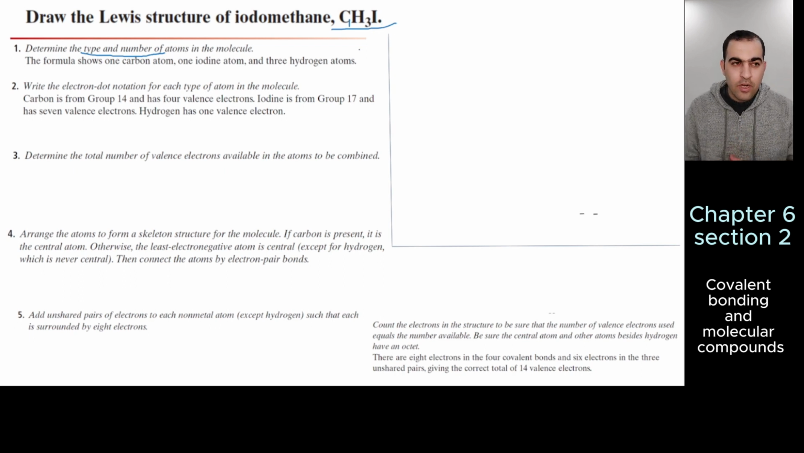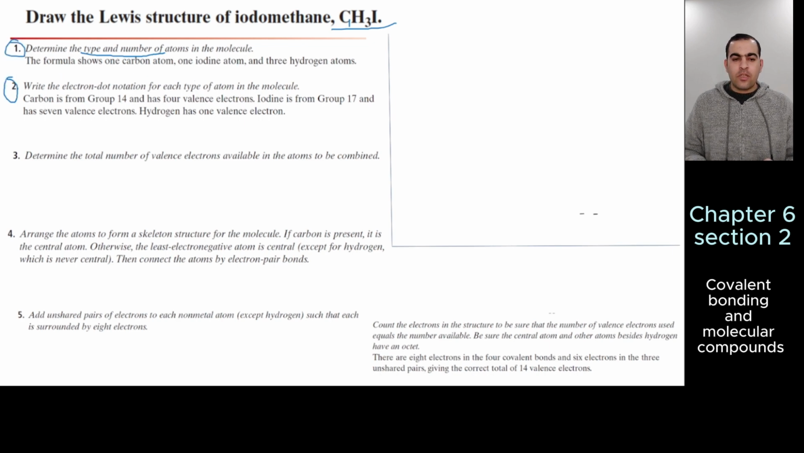Lewis structures, in this section, we do just for molecular compounds, for molecules, not for any compounds. It means that the molecules are all made of nonmetals. Carbon, hydrogen, iodine are all nonmetals. We did the first step.